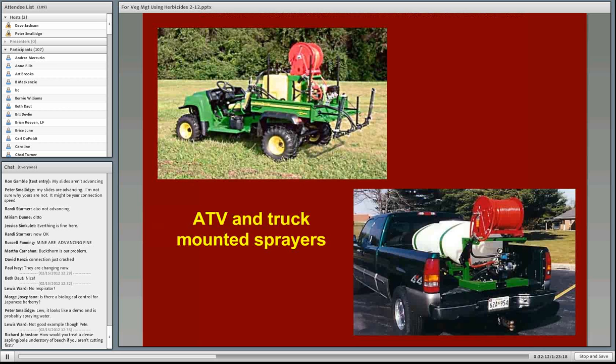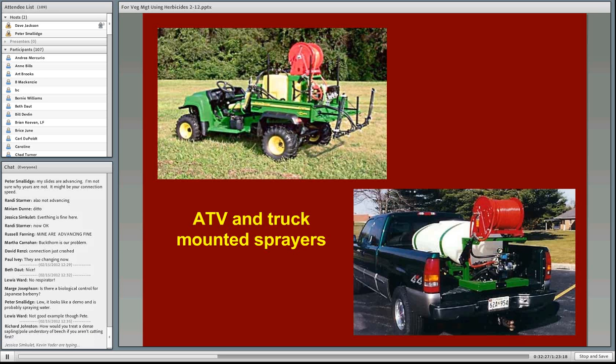So we can use things like ATV and truck mounted sprayers, but keep in mind that you're going to be limited as to where you can drag that hose out to. It's going to always limit your access, but they do make some great work for spraying roadsides, for spraying invasive plants that might be seeding in along the edges of your roads, or for treating around food plots and other open areas. Certainly they have some utility there.